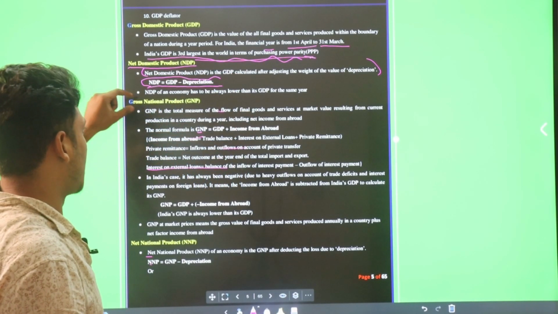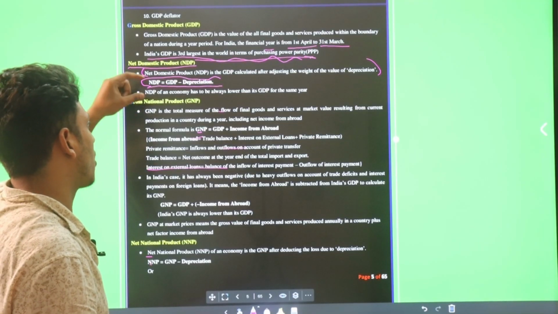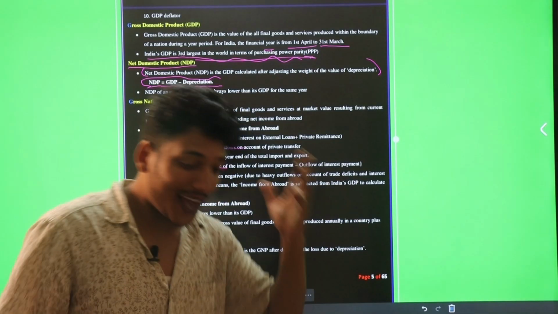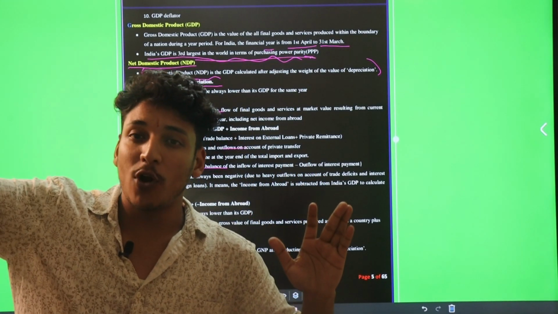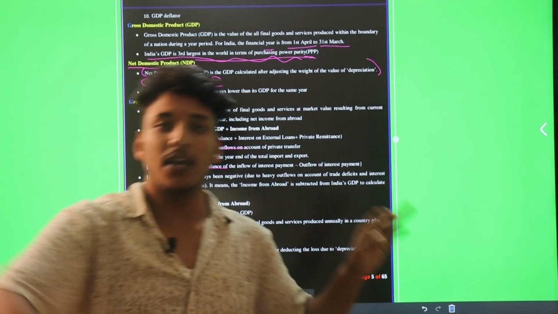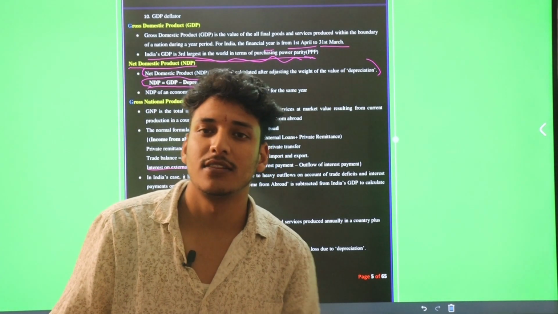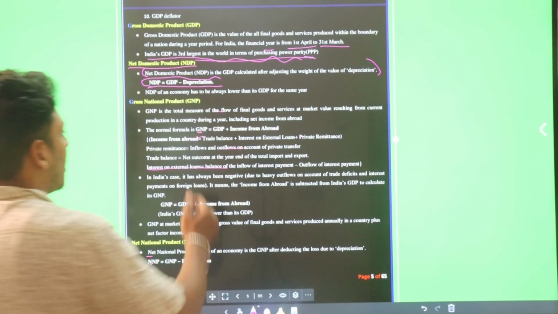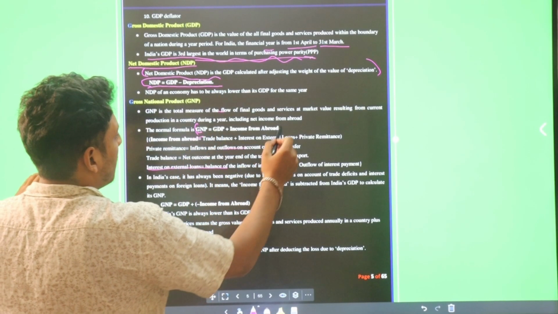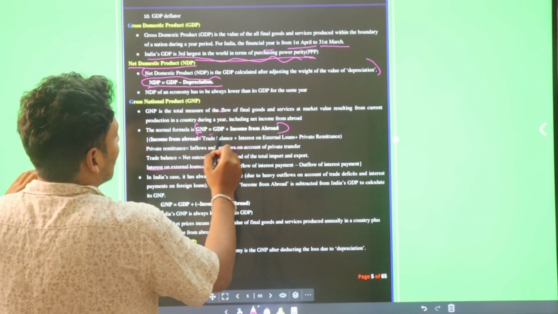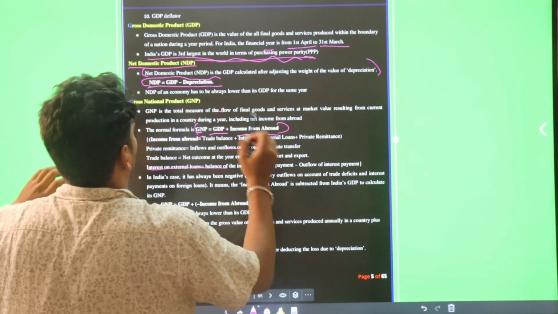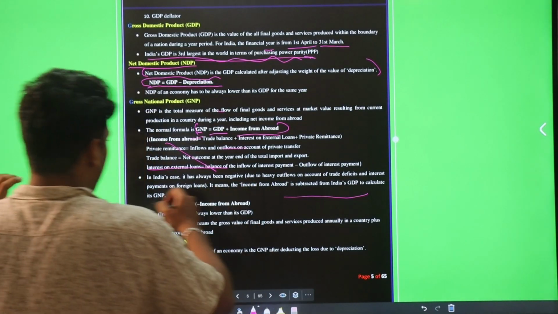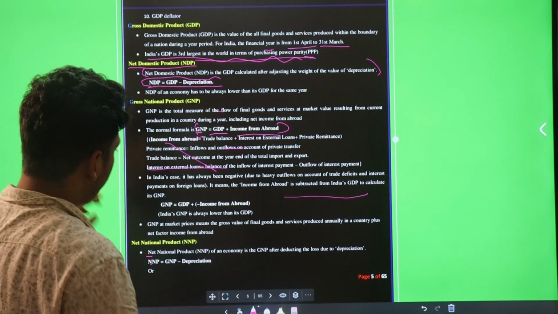Okay, GNP, gross national product. Basically, gross national product includes your income abroad as well as in your country. That is your GNP. Again, you have to remember this formula: GNP is GDP plus income from abroad. This is not important, just go through it. I will provide you a PDF, then read this.